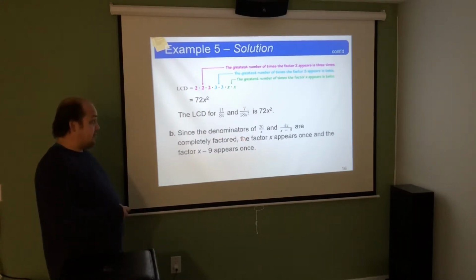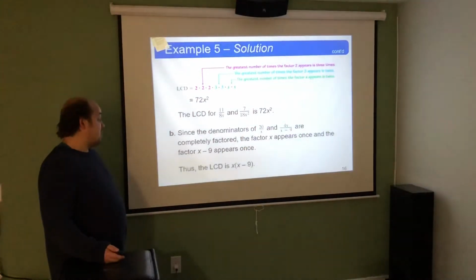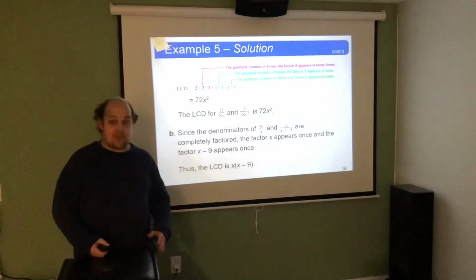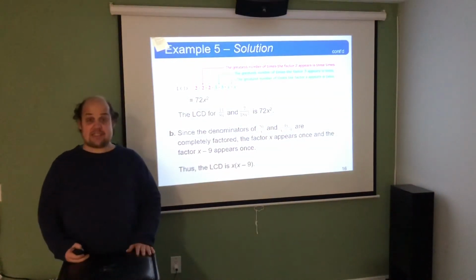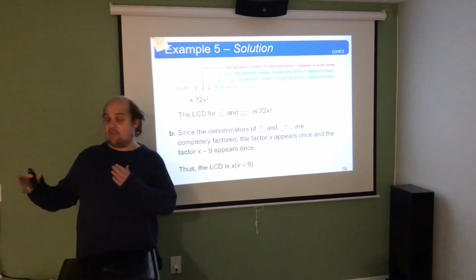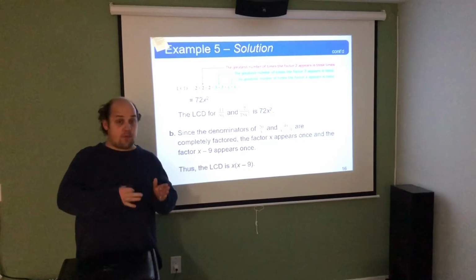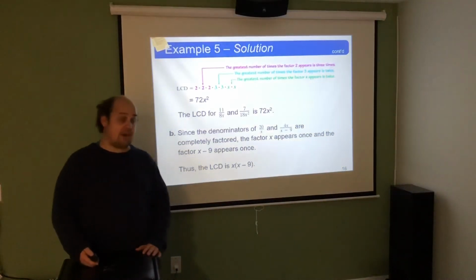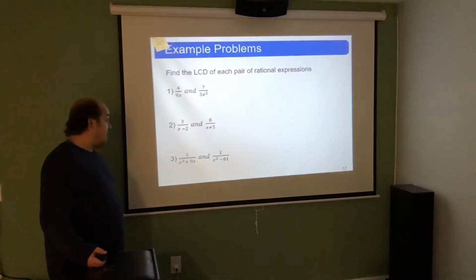Since the denominators of 20 over x and 4x over x minus 9 are completely factored, the factor x appears once here, the factor x minus 9 appears once here. I need both of them. So the LCD is going to be this factor x times this factor x minus 9. If they were things that I had to factor, like a difference of squares problem versus a trinomial, if they had a repeated factor, I would only need to list that factor once in the least common denominator. Here's a few problems that I'm going to try.